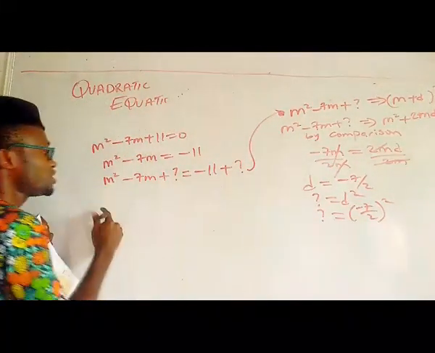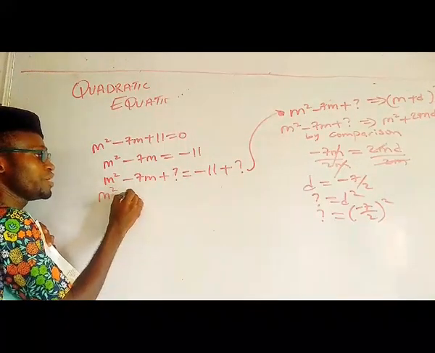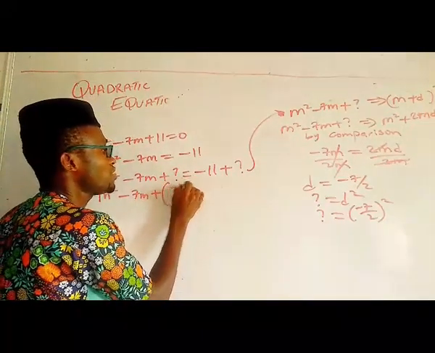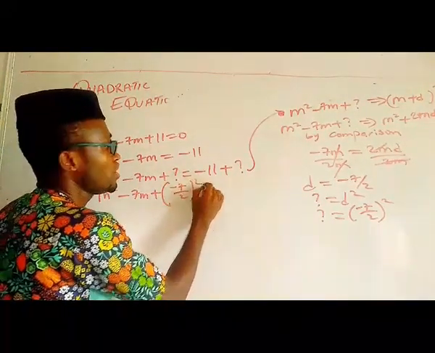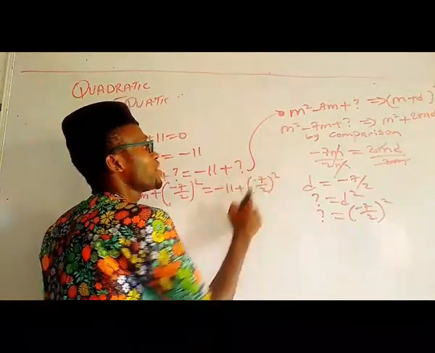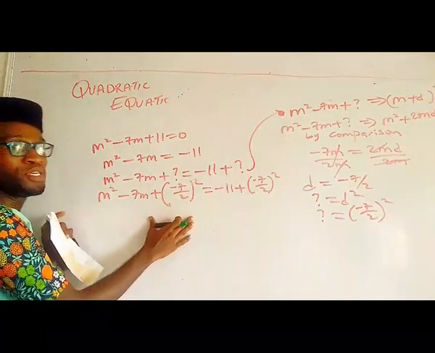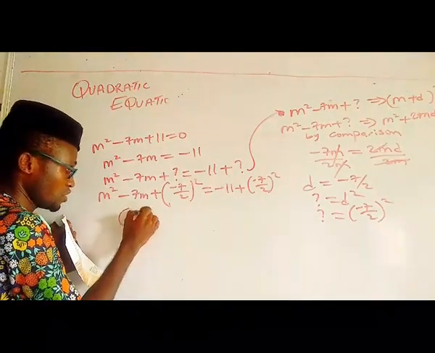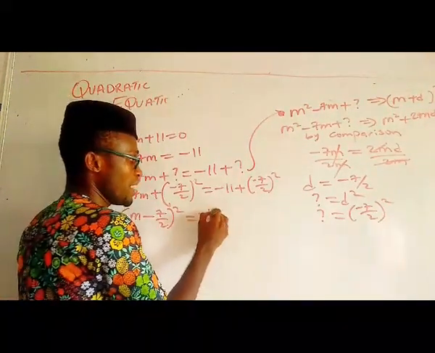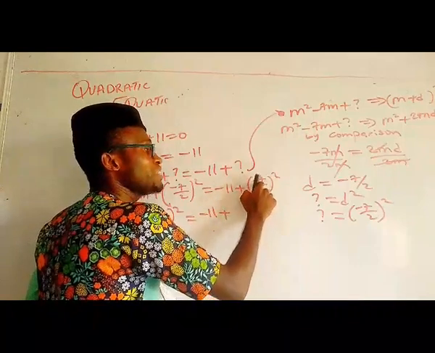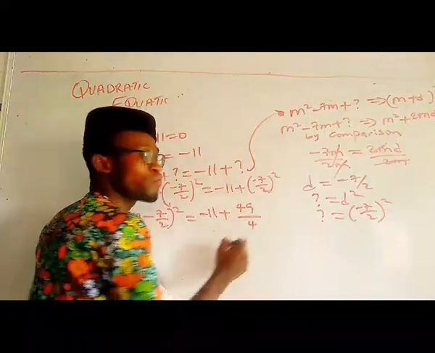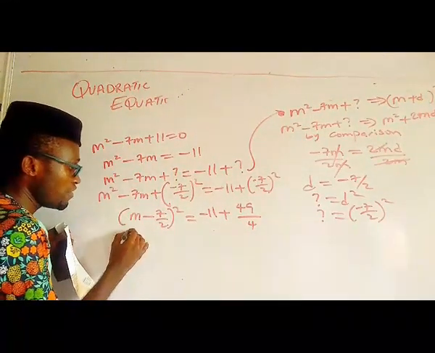So bringing this to this place, we have m squared minus 7m plus minus 7 all over 2 squared equals minus 11 plus minus 7 all over 2 squared. Now, this becomes a perfect square, giving us m minus 7 all over 2 squared equals minus 11 plus minus 7 squared, which will give us 49, all over 2 squared, which will give us 4.